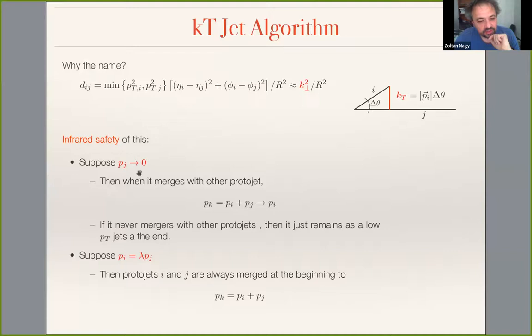Yes, it is infrared safe, because if you consider a soft emission, and the algorithm merges the protojets, then basically when PJ becomes zero, the sum of them becomes just PI. So basically nothing depends on this soft emission. And similarly for the collinear emission, when these two become collinear, immediately these two protojets get merged, and then you have a new protojet with the sum of the two momenta.